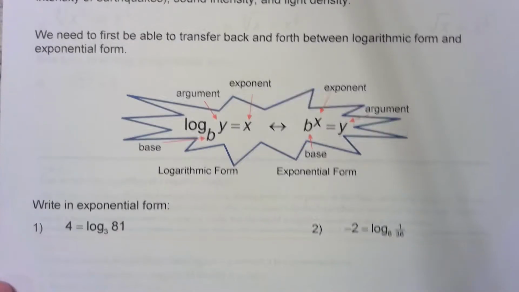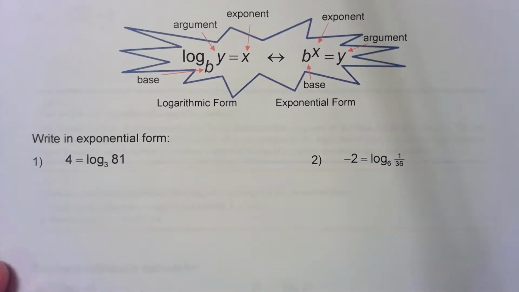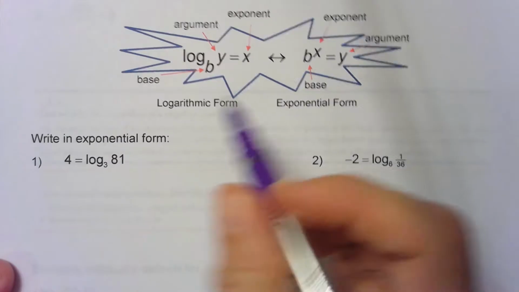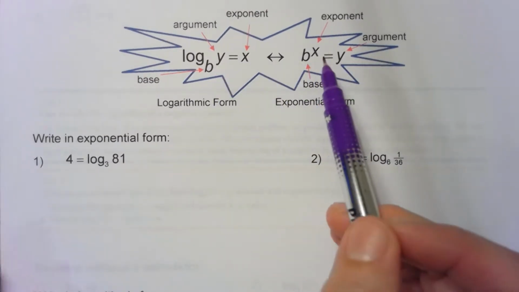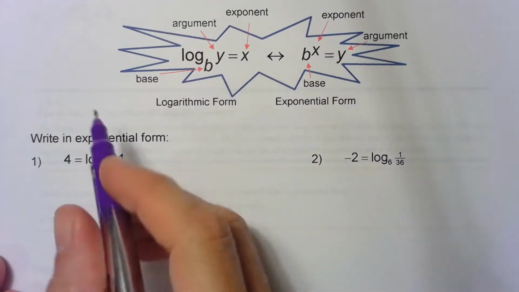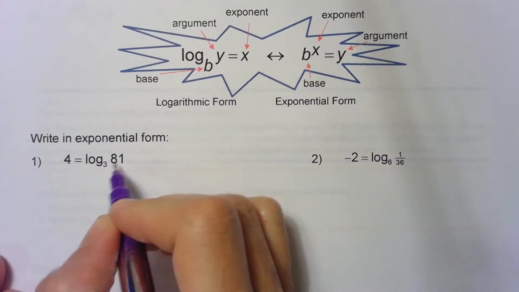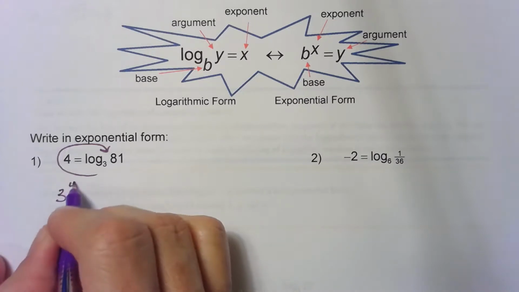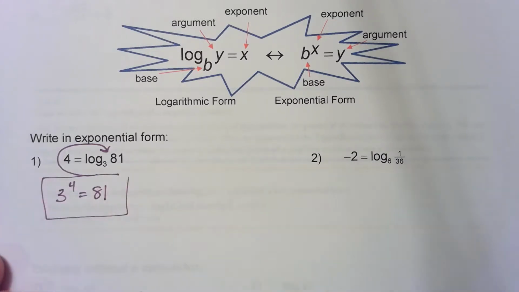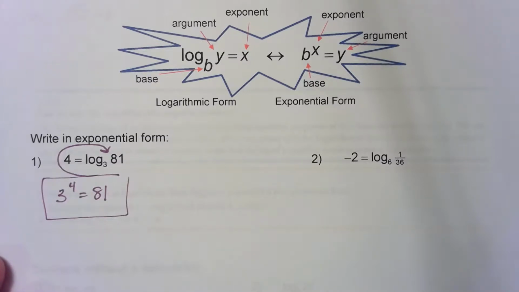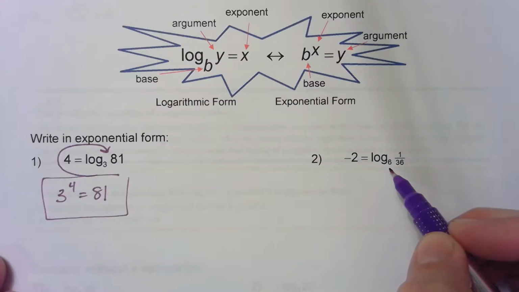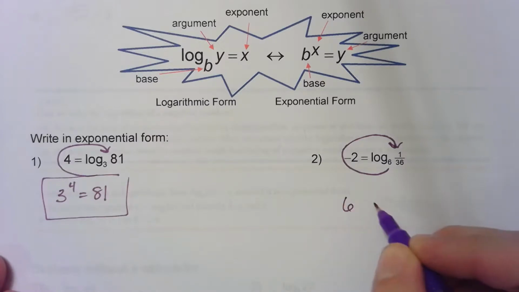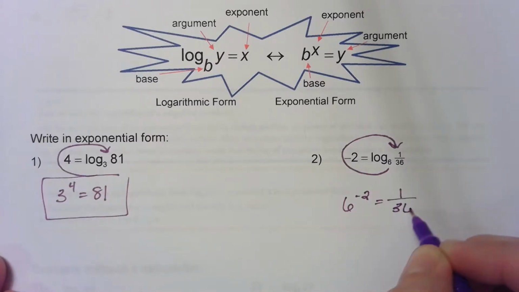Let's see how it works with the problem. We want to write these in exponential form. Both of these are in logarithmic form. So we always start with our base, no matter if we're talking about logarithmic to exponential or exponential to logarithmic. Always start with your base. So it's log base 3 of 81. So we have 3 to the fourth equals 81. We have just written it in exponential form. For this next one, we have 6 to the negative 2 equals 1 over 36. Always start with your base.